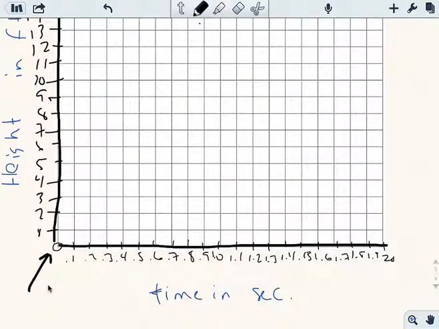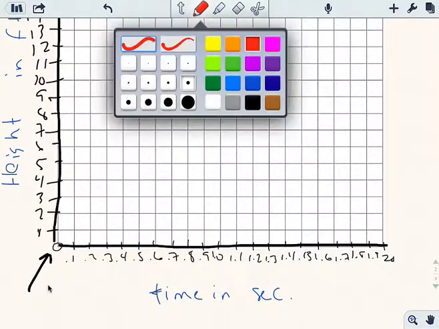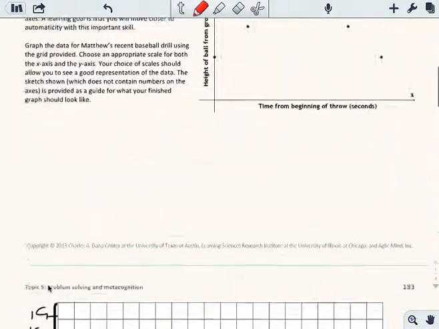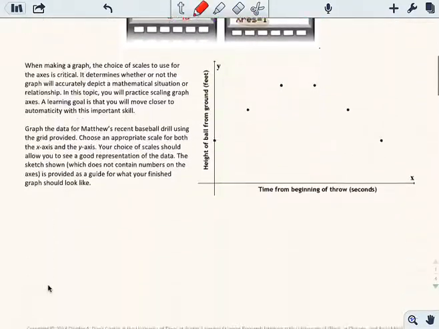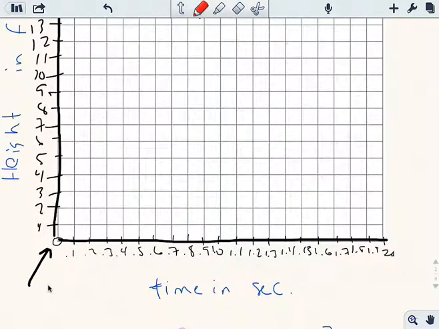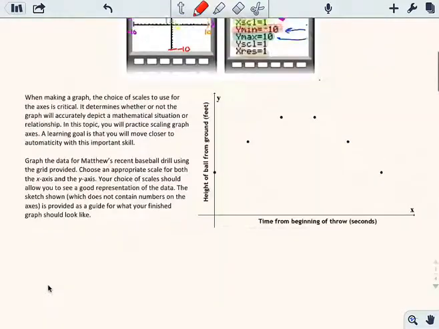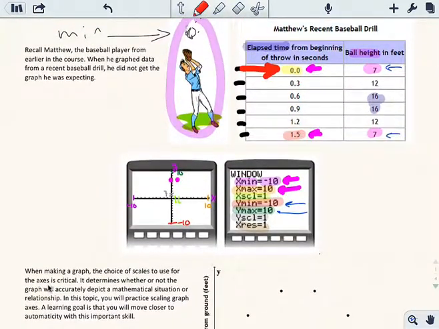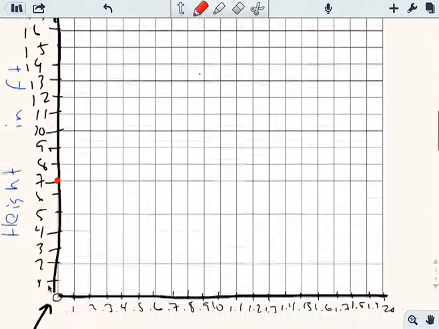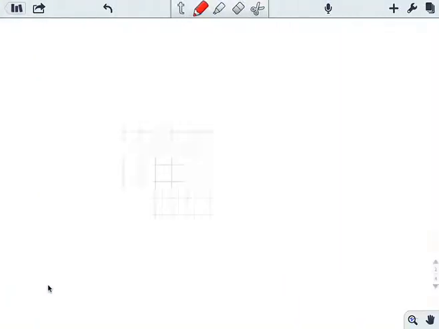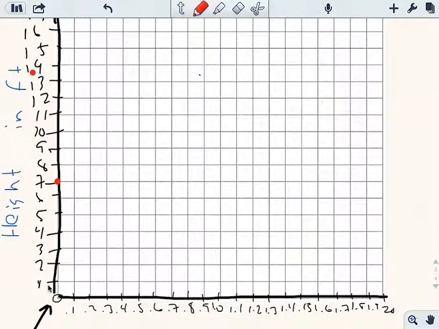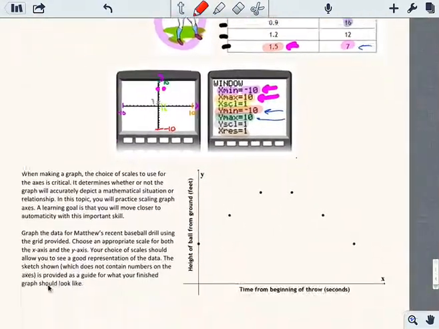Okay, so now it's a matter of pulling in the values and seeing if we can make our graph look like the graph above. Okay, let's take a look here. So the very first thing I need to graph is this line right here. So we got 0.0, comma 7, so 0, comma 7. Okay, and then we have 0.3, comma 12. And then we have 0.6, comma 16.